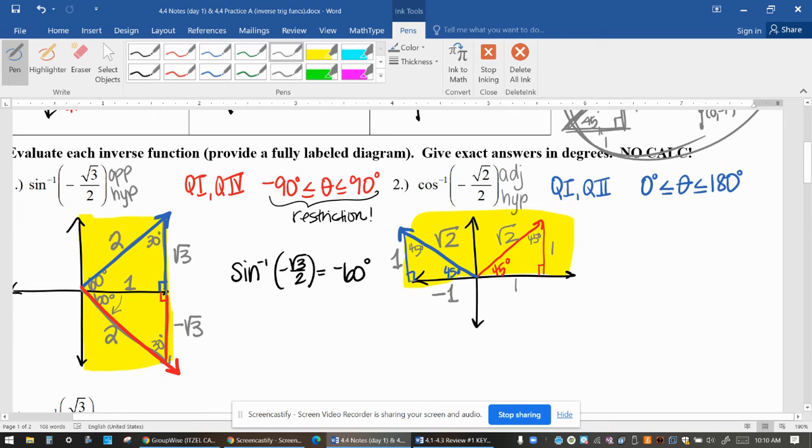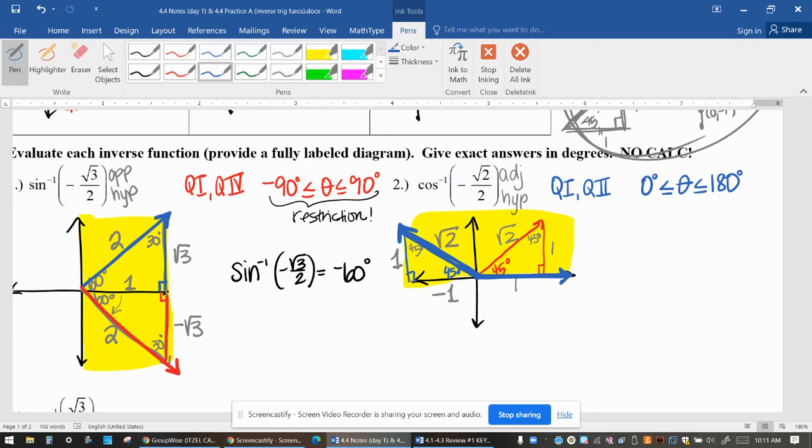Now I'm going to ask myself which triangle, sorry, the blue or the red, would give me a negative root 2 over 2 if I do adjacent. So if I use the positive 45, adjacent over hypotenuse would be 1 over root 2, and that would be positive. So I need the angle with a reference angle of 45. But here's where you have to be careful. That angle is not 45. That's the terminal side, right? So what angle has a reference angle of 45 and is in quadrant 2?